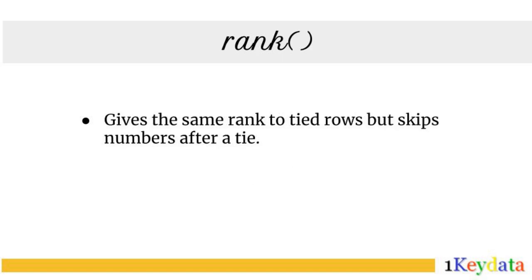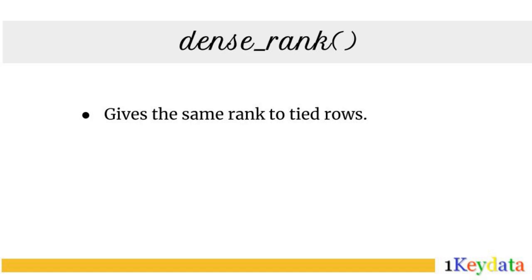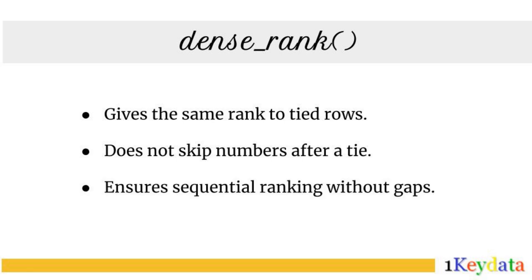This is great for generating unique identifiers in your query result and for ensuring there are no gaps. Rank gives the same rank to tied rows but skips numbers after a tie. Use this when you want to account for ties and see the true ranking after the tie. Dense rank is similar to rank in that it also gives the same rank to tied rows. The difference is that it doesn't skip numbers after the tie. It's perfect when you want sequential rankings without gaps.